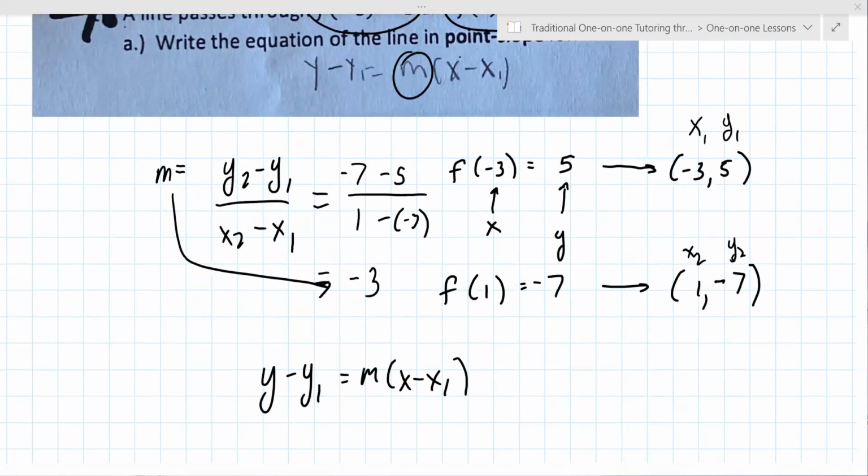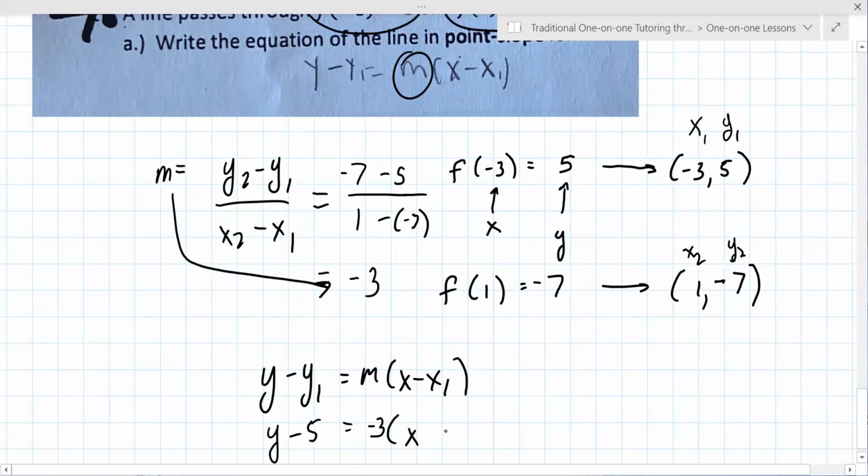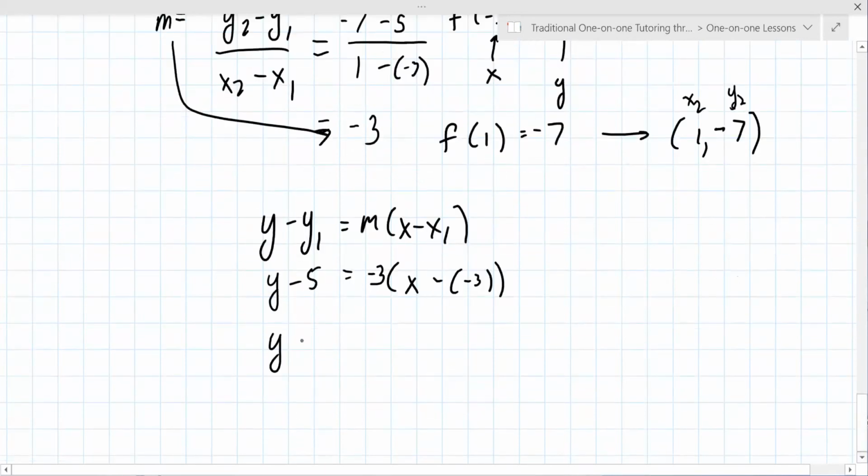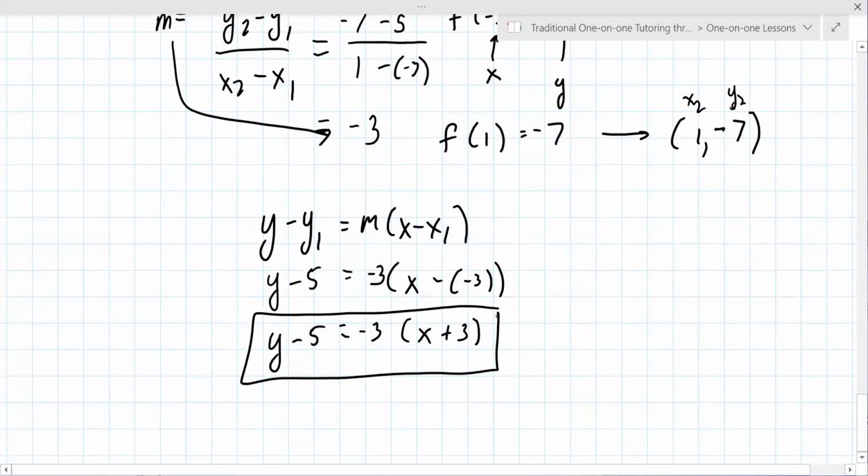Okay, so that means you're going to write y minus 5, because that's your y1. We already have it labeled. Your slope is -3, x minus a -3. And the only thing left to do is whenever you have a pair of negatives or subtracting a negative, you should change it to plus. So it's x plus 3. Always make it like that. y minus 5 equals -3x plus 2. All right, yeah, that's what I got.